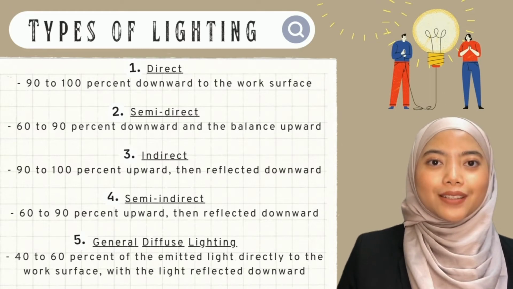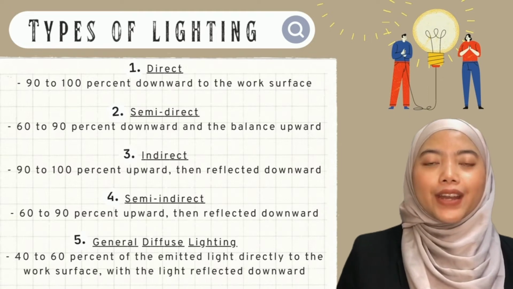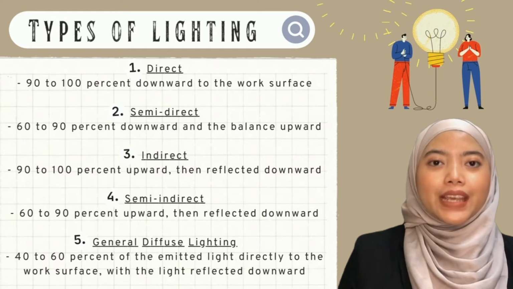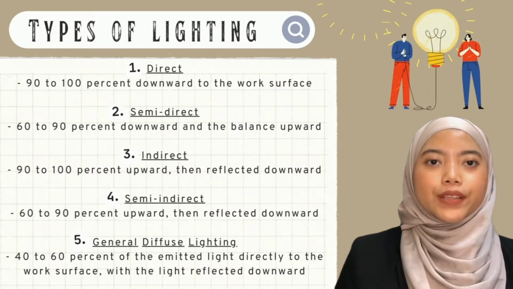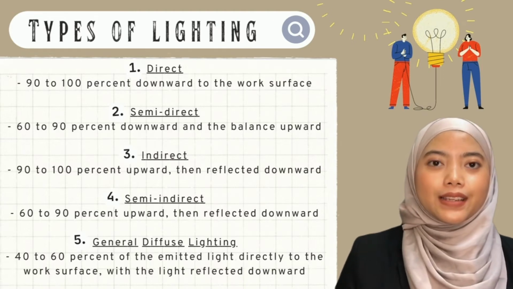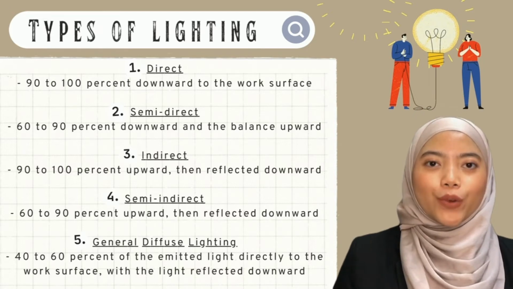Third, indirect. In an indirect lighting system, 90 to 100% of the emitted light goes upward, then is reflected downward. In these lighting schemes, more than 90% of the total luminous flux is thrown upwards to the ceiling for diffuse reflection by using inverted or bow reflectors. If the system is well designed, only a small amount of light will shine downward.